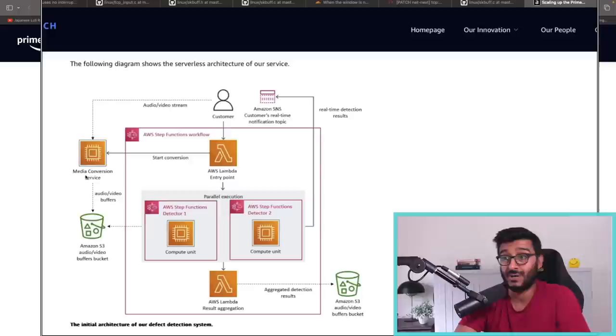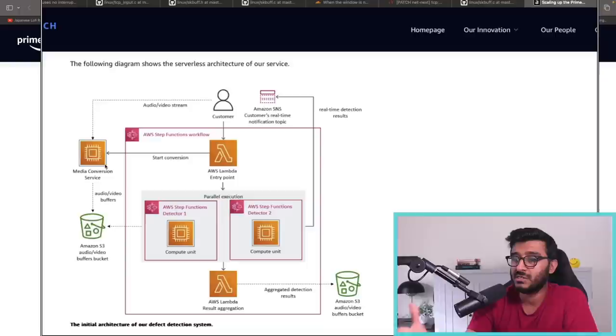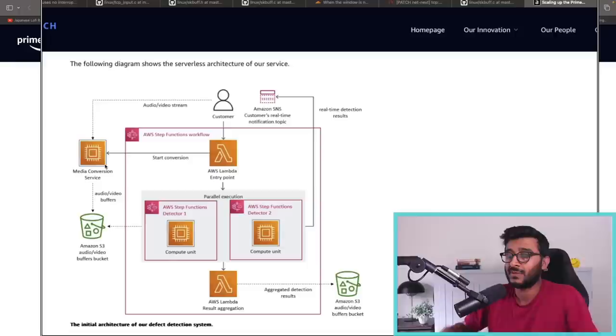This media conversion service will take that raw stream. It's not really raw. It's the converted stream on your app, as if it's whatever you saw. And again, anything I say here is just my assumption because it's not stated in the article, and I could be wrong.